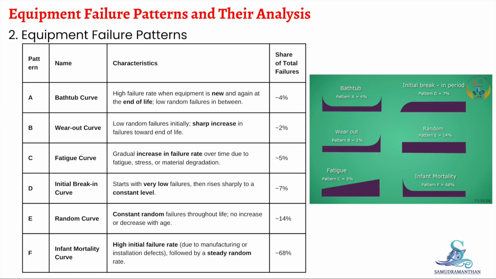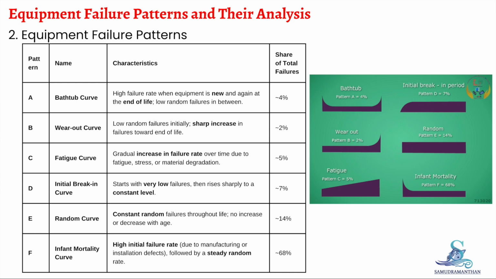Pattern B is known as the wear out curve. This curve shows low random failures in the early stage, followed by a sharp increase in the failures as the equipment approaches the end of its life. It accounts for about 2% of failures. Wear out failures are typically caused by aging, corrosion, or erosion, common in parts like bearings, seals, and filters.